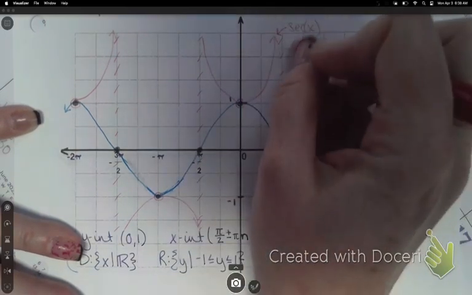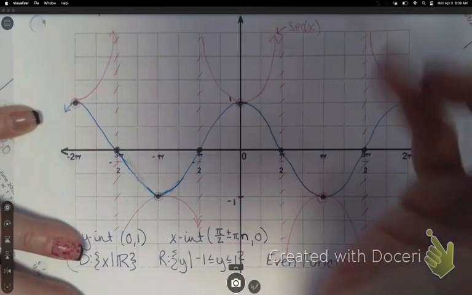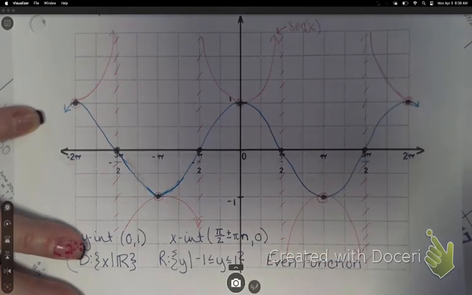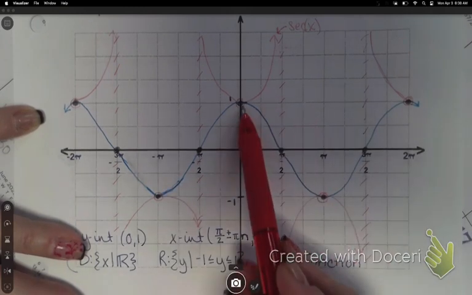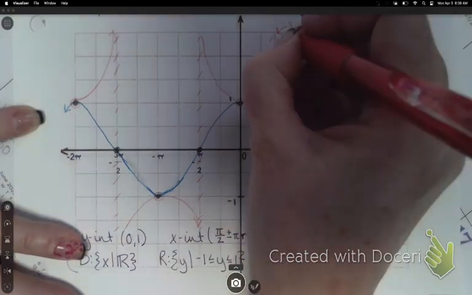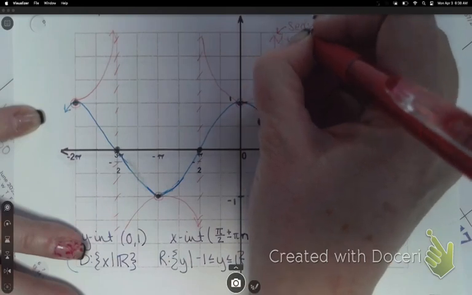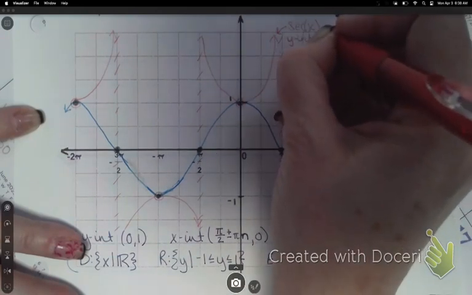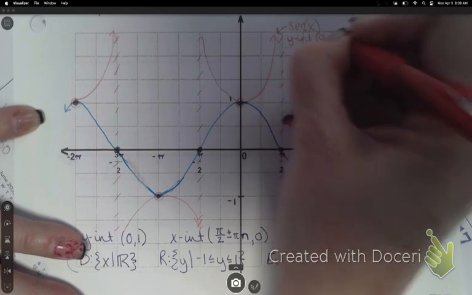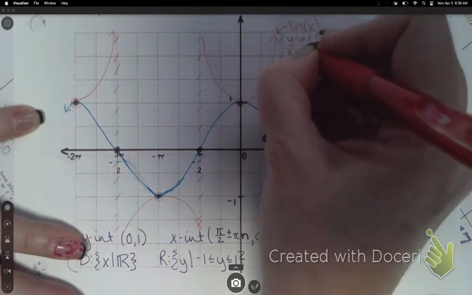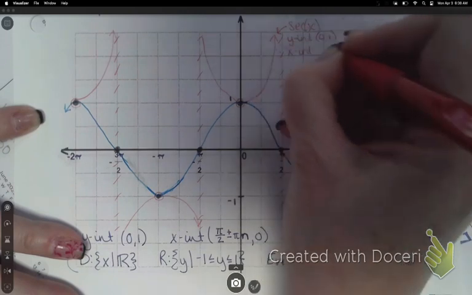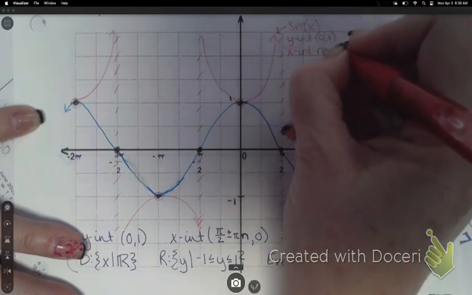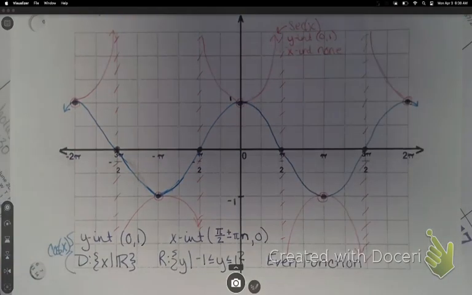So x and y intercept. Do we have one? Be careful. Doesn't have an x-intercept, but does have a y-intercept. Yep. Y-intercept at 0, 1. But no x-intercept. And that's only because of that translation over, isn't it? Okay.